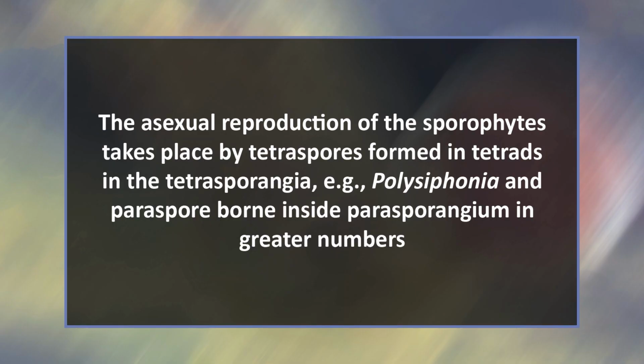The asexual reproduction of the sporophytes takes place by tetraspores formed in tetrads in the tetrasporangia, for example, Polysiphonia, and paraspores born inside parasporangium in greater numbers. During the development of tetraspores, reduction division takes place. In the development of the paraspores, there is no reduction division.